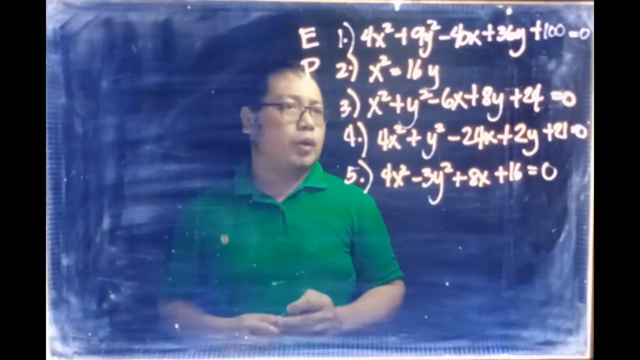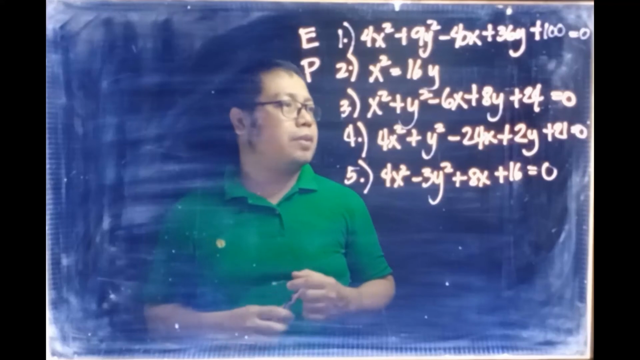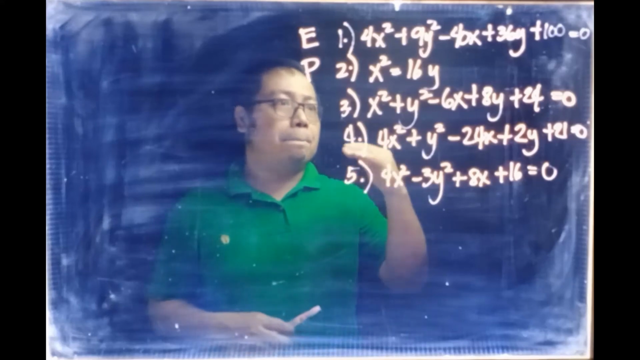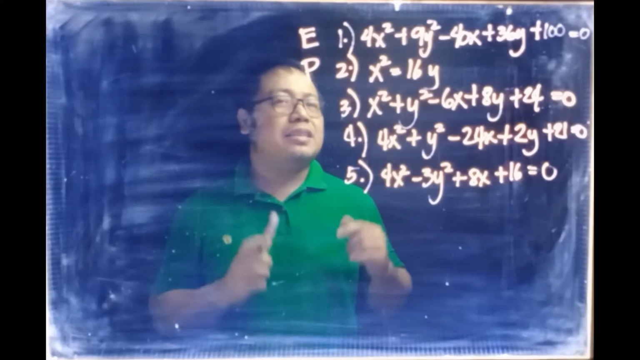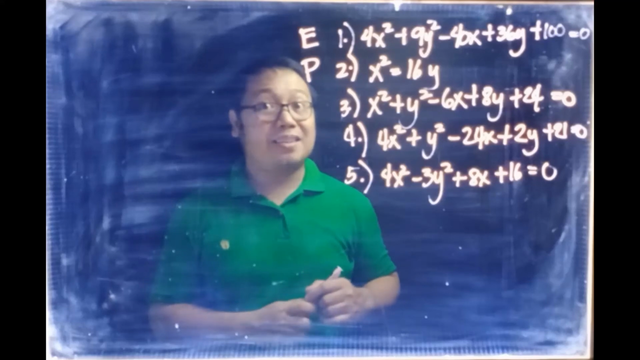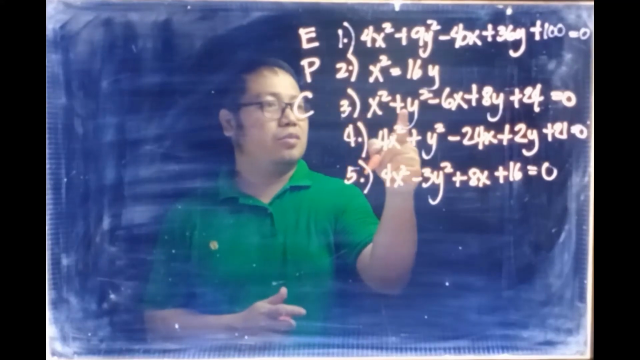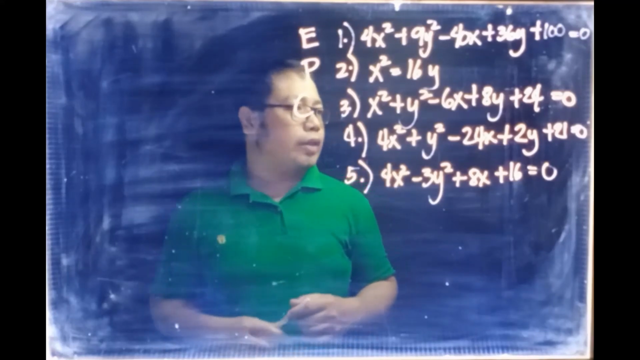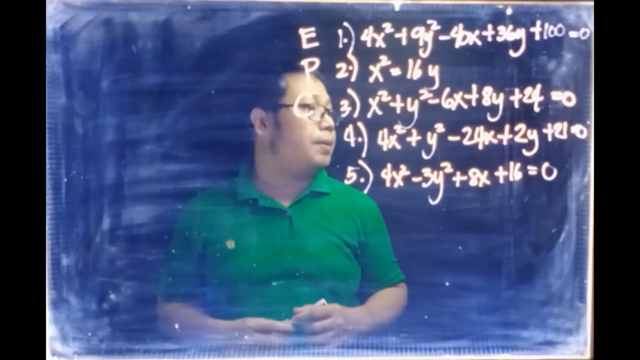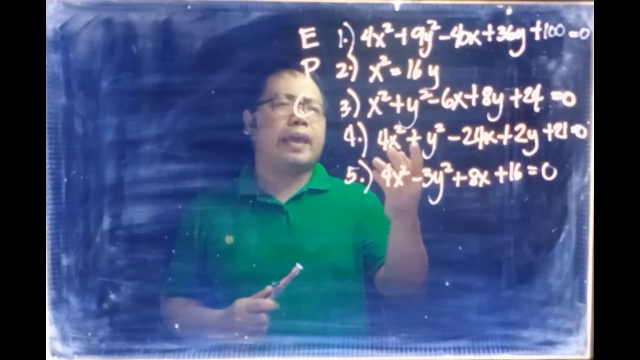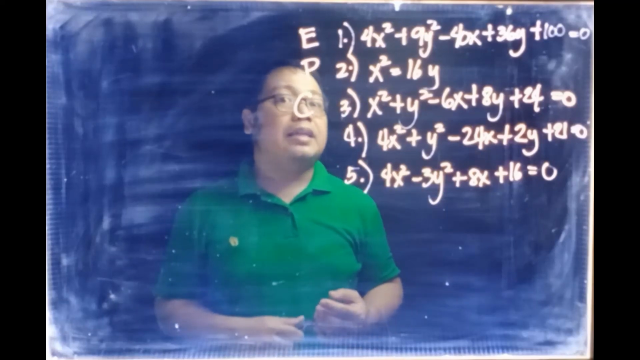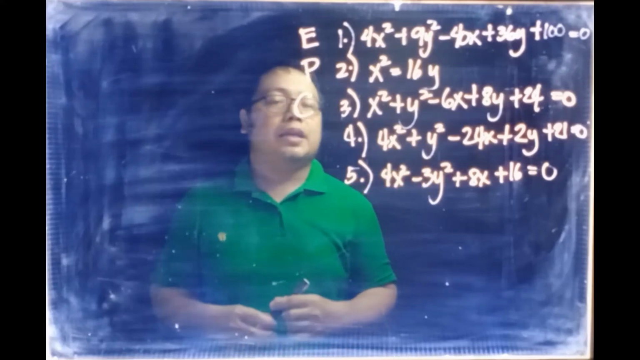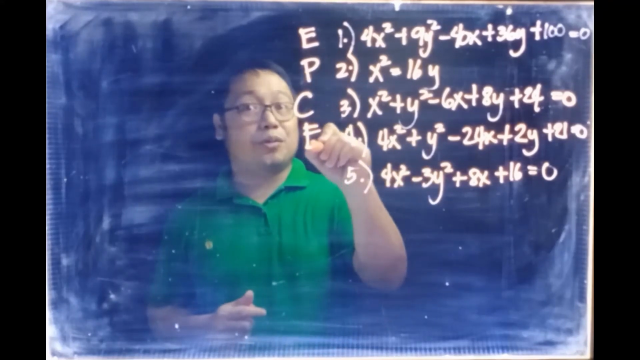Number 3, x squared plus y squared minus 6x plus 8y plus 24 equals 0. Again, we have x squared and y squared here. They are both positive, and the same coefficient, meaning it is a circle. 1, 1, same coefficient. Number 4, 4x squared plus y squared minus 24x plus 2y plus 21 equals 0. Again, we have x squared and y squared here, but they have different coefficients. One is 4, another one is 1. It is an ellipse, like example number 1.